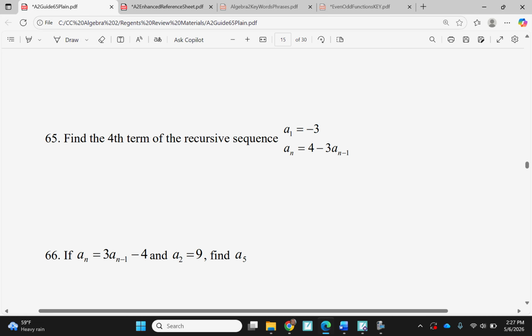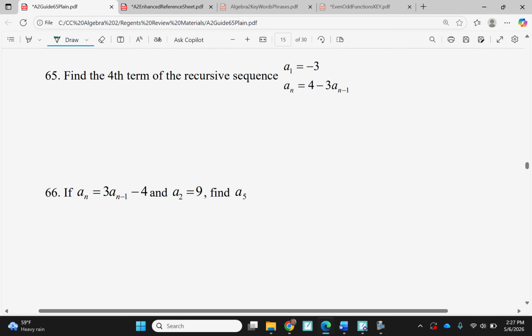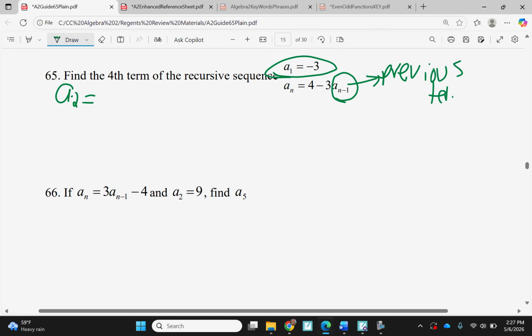All right, we're going to evaluate a recursive sequence. To evaluate a recursive sequence, I start with the term after the one they give me. So if they give me a1, I start with a2. And understand that an minus 1 means the previous term, the term before the one we're finding. So I'm going to sub into this: 4 minus 3 times the previous term. If I'm finding the second term, the previous term is the first term, which is negative 3. This value is going into an minus 1.